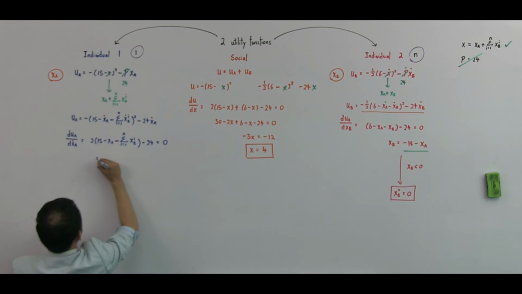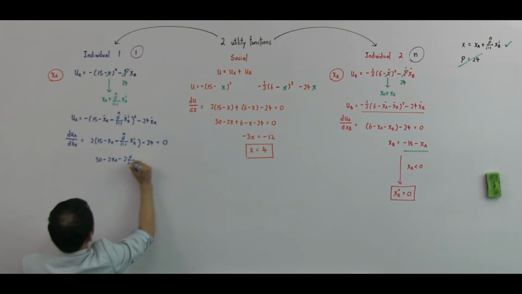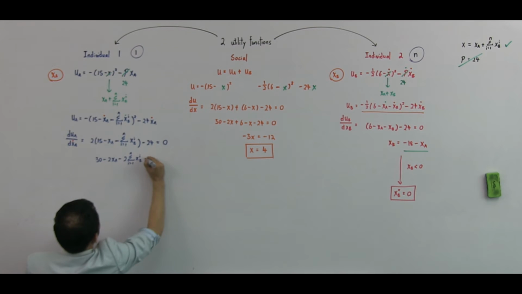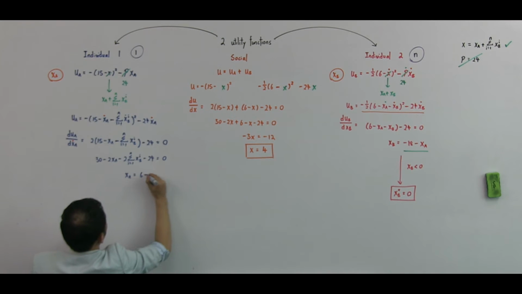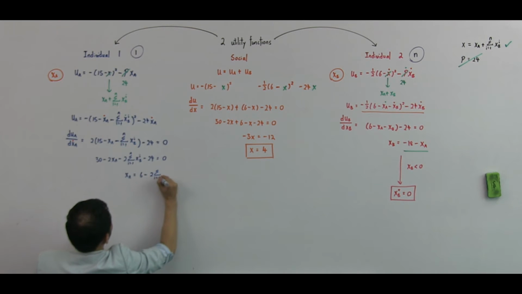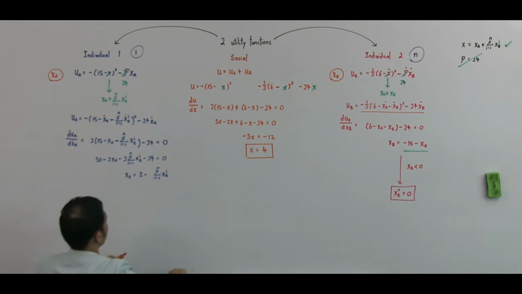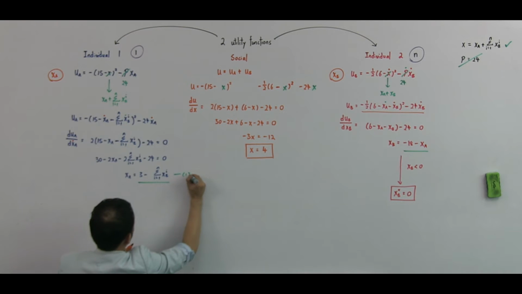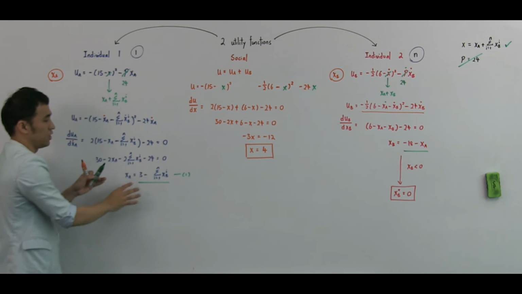What is my XA? 30 minus 2XA minus 2 times summation of i equals 1 to n xbi minus 24 equals 0. So what is my XA? My XA is equal to, bring over, 30 minus 24 is 6. 6 minus 2 summation i equals 1 to n xbi, and after I divide by 2, this 6 becomes 3, and this is my equation 1. Okay? Because it's not a constant, I cannot derive the answer yet, so I will have an equation. It's called my best response function.